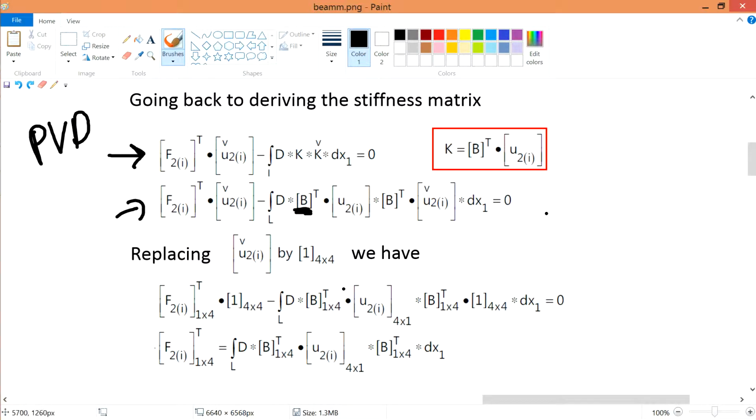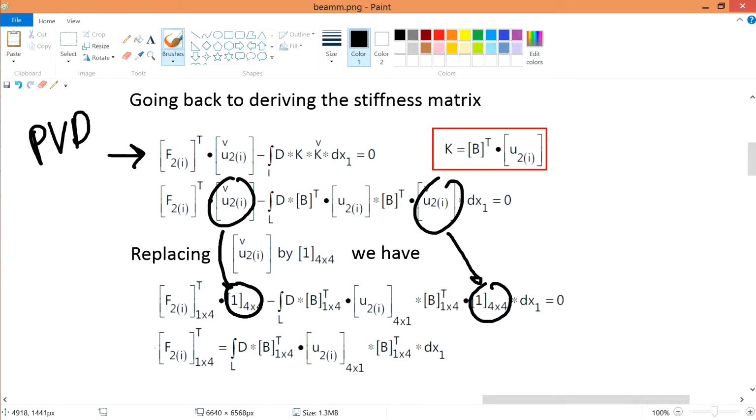Now what we're going to do is replace your virtual u2 by a 4x4 identity matrix, which is 1 1 1 1, and the rest are 0. Hopefully this is pretty clear. So at this stage, you can sub in your u2 as this one over here, while your virtual u2, you also sub in as this one over here.